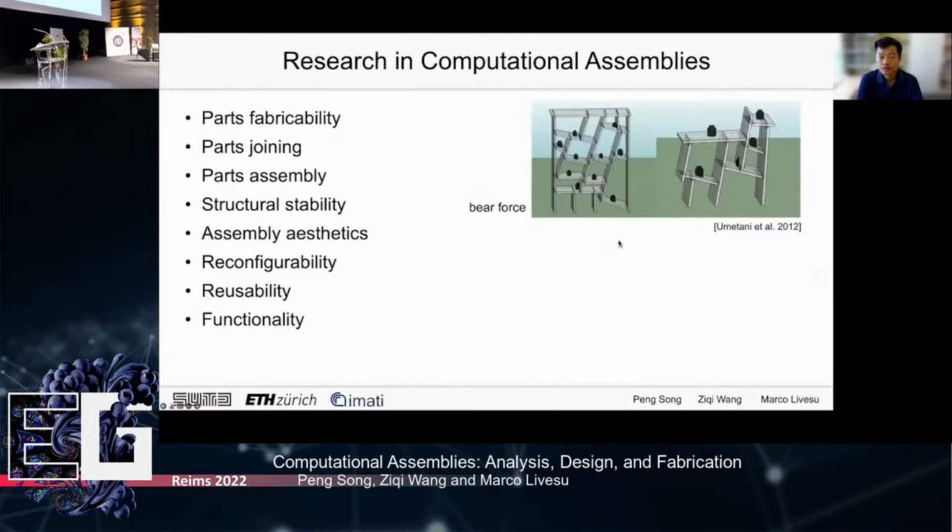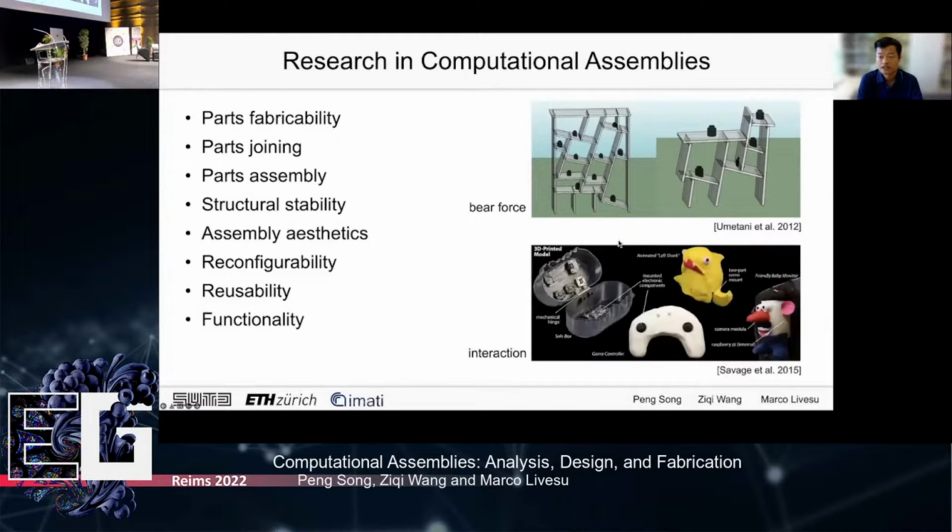Designing assemblies for functionalities is also an interesting research problem. For example, designing furniture assemblies for bearing external forces, and designing 3D printable assemblies with electronic components for user interaction. In this topic, analyzing and measuring a specific functionality is an essential yet challenging task.